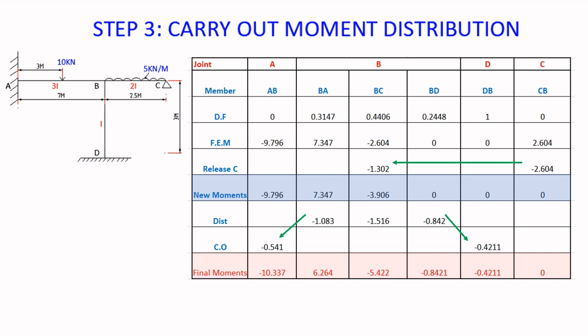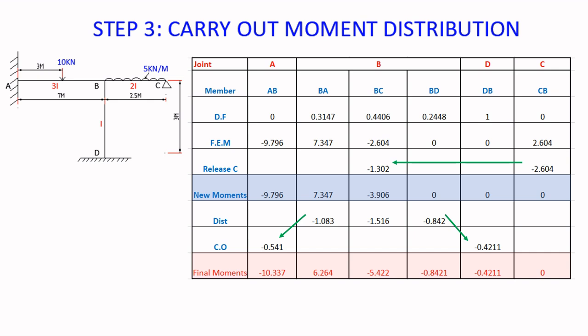That is negative 10.337 for AB. BA is 6.264. BC is negative 5.4422, and BD is 0.8421, and DB is negative 0.4211.